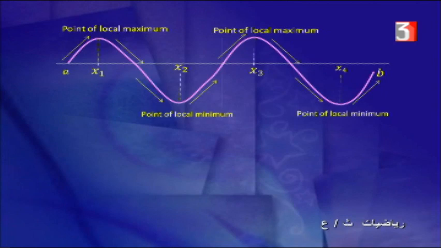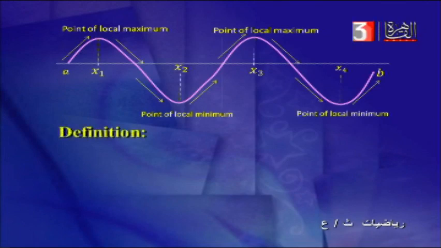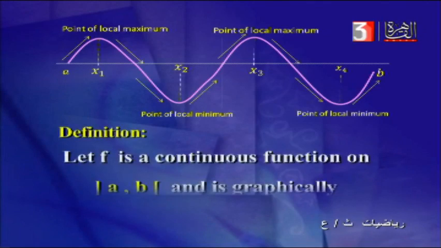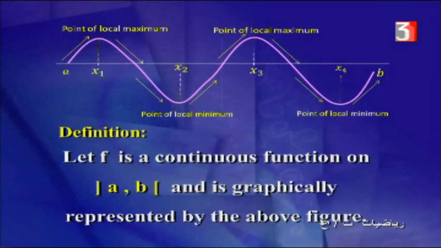Note that the function is increasing from a to x1, decreasing from x1 to x2, increasing again from x2 to x3, decreasing from x3 to x4, and increasing from x4 to b. This function is a continuous function. We can say let f be a continuous function on the open interval (a, b), graphically represented by the above figure.